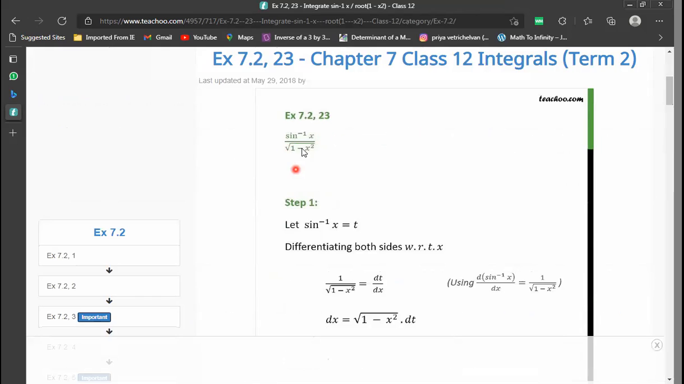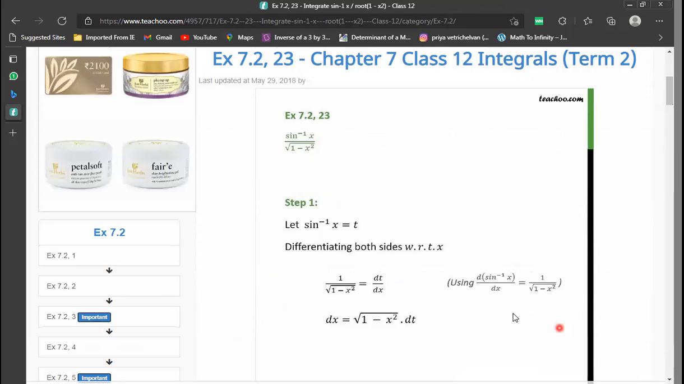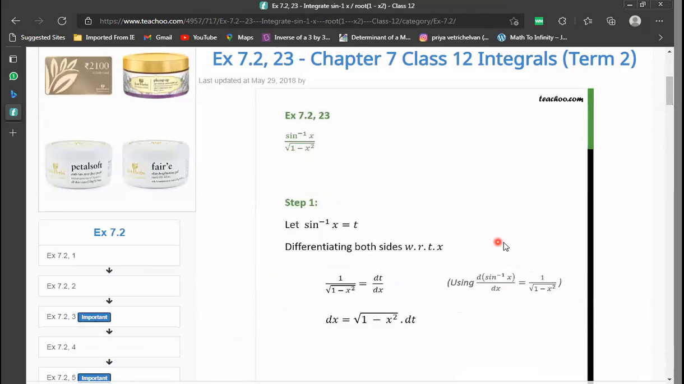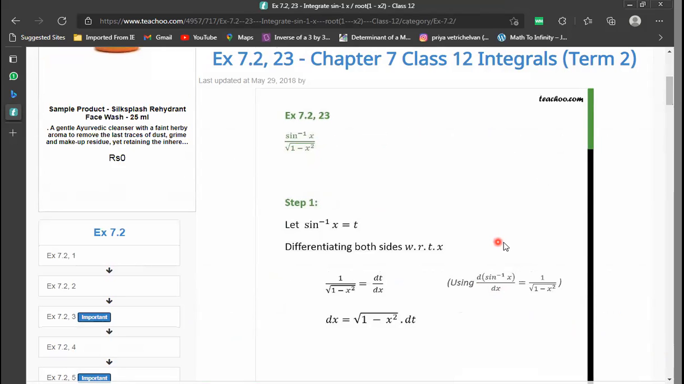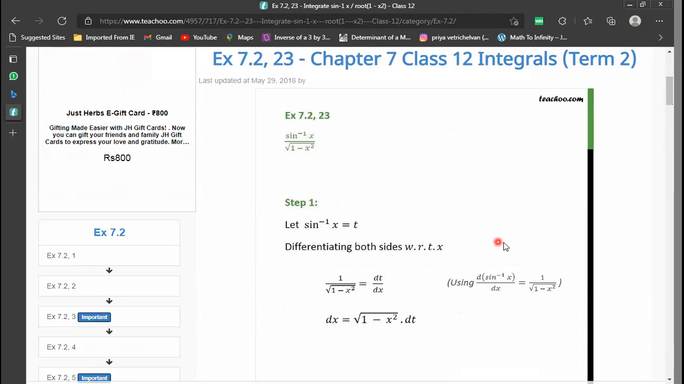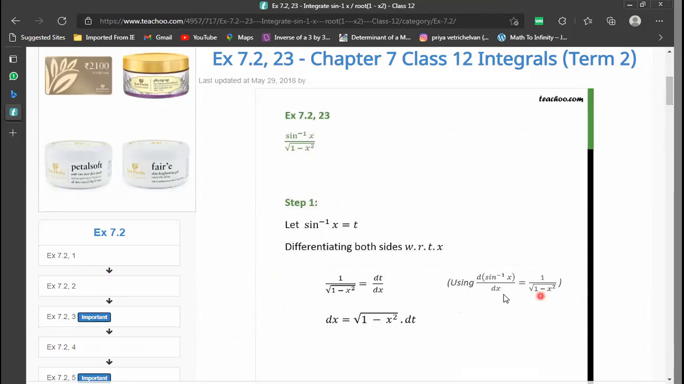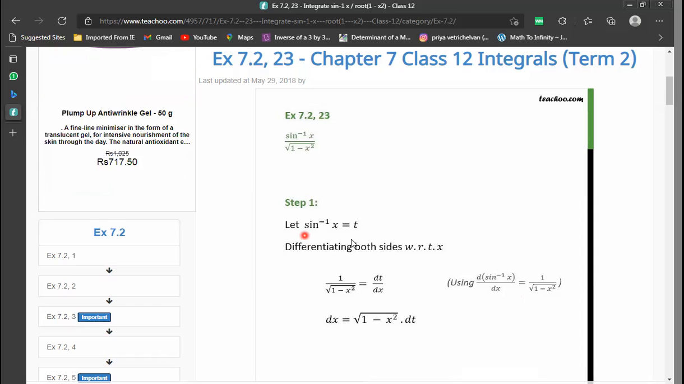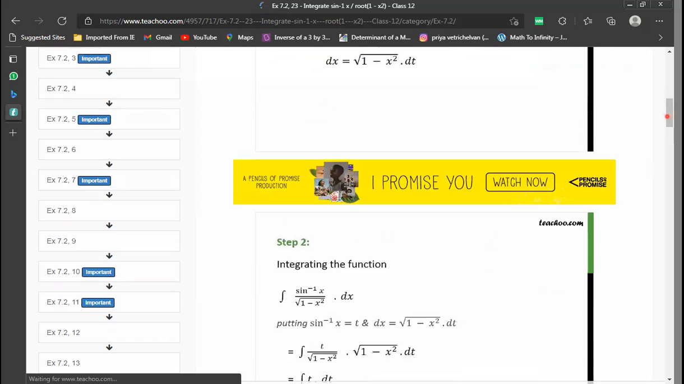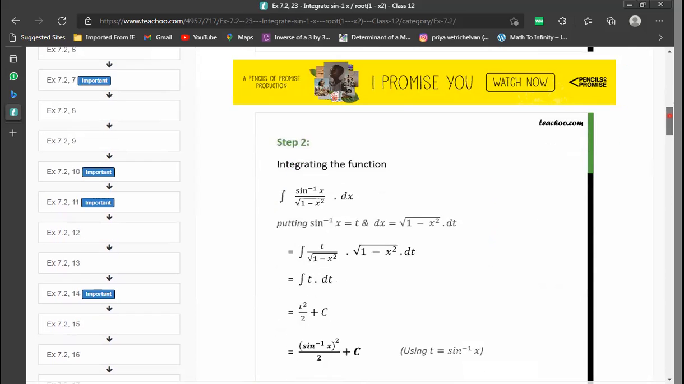Sin inverse of x upon square root of 1 minus x square. Yes. So for this question also we are using the substitution method. Here, always we'll choose an inverse trigonometry as the variable for assigning. So you can choose sine inverse of x as t. And what is differentiation of sine inverse of x? It's 1 upon square root of 1 minus x square. So when we differentiate both the sides, you will be getting an expression like this. Take the dx to the other side and square root of 1 minus x square to the right side. And we're just done with the substitution.